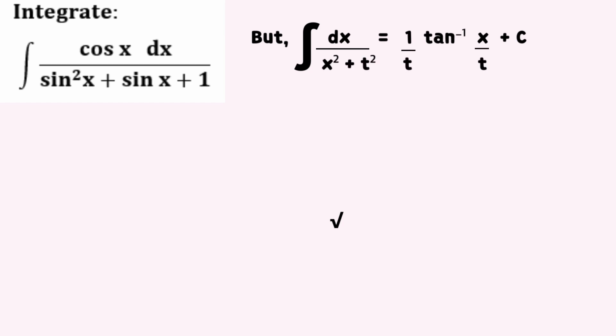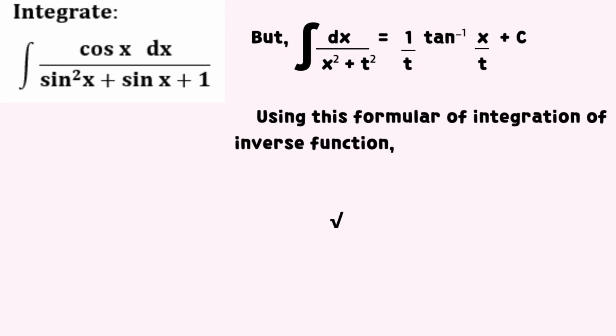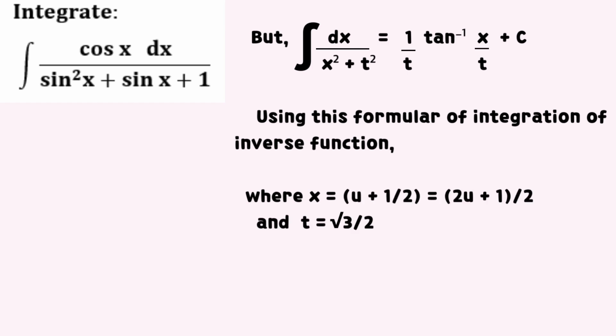In general, the integration of the inverse of the sum of the square of x and the square of a constant term t equals the product of the reciprocal of t and tan inverse of x divided by t, plus the constant term c. With this formula shown, we use it to simplify our work. In this case, x equals the sum of u and half, which equals half the sum of 2 times u and 1, and t equals half the square root of 3.